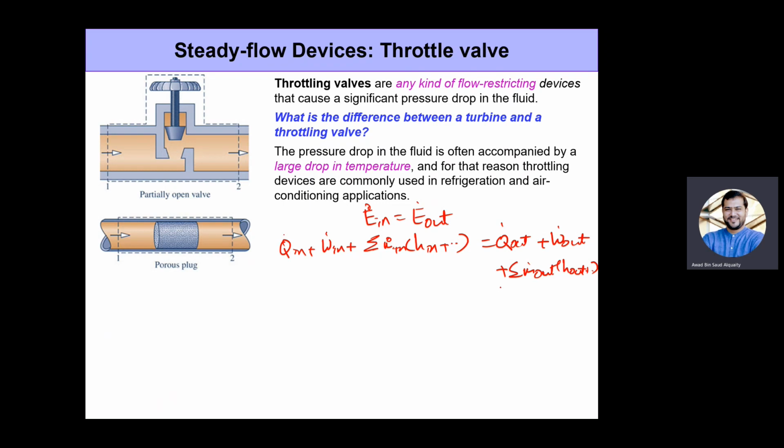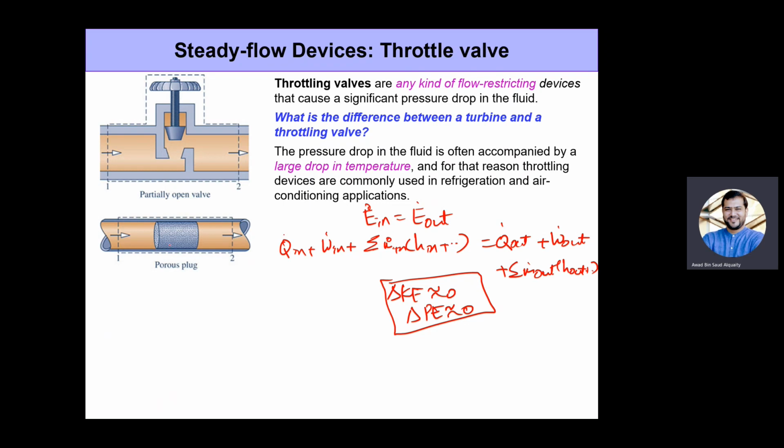We know that the changes in kinetic and potential energy are negligible, right? So I did not even bother writing them. And that's the situation in most cases, except a nozzle and a diffuser. And this is something that we take almost always. So you don't even have to bother about writing the kinetic and potential energy terms for a throttling valve.